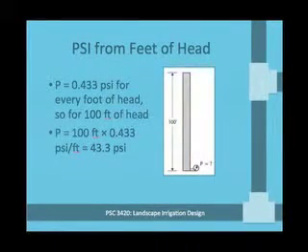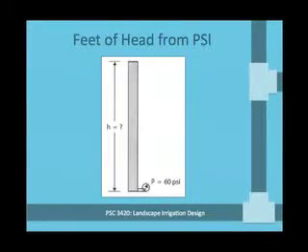So because we know that there is 0.433 psi for every foot of head, and we see here that there are 100 feet of head here, P would be determined by multiplying 100 feet times 0.433 psi per foot, giving us a value of 43.3 psi. Let's look at another example now.